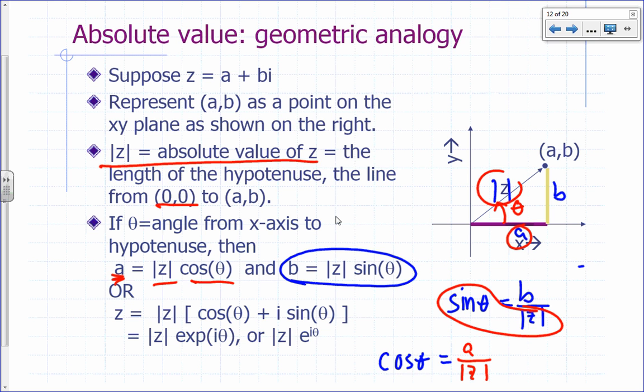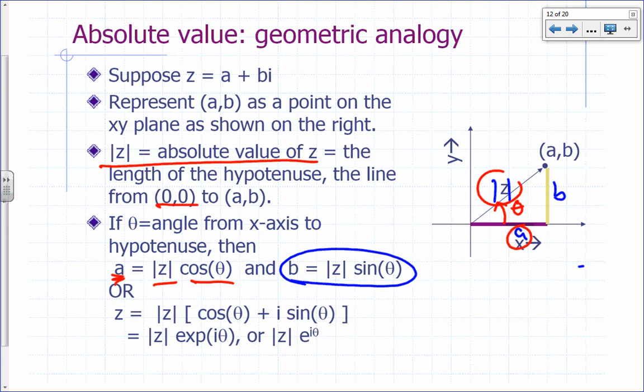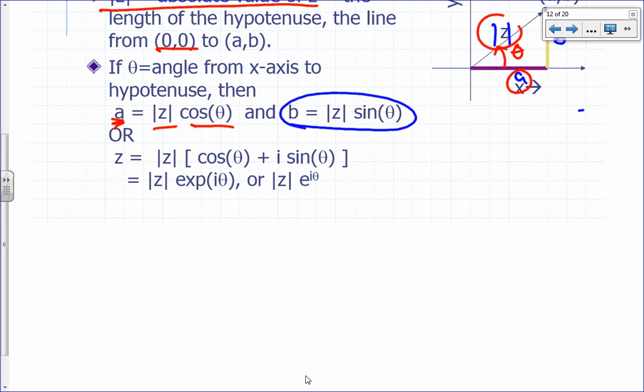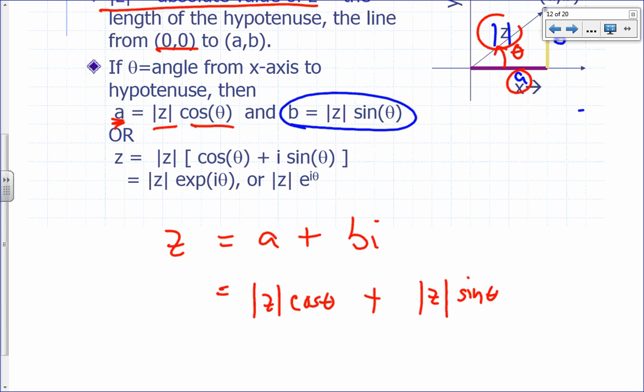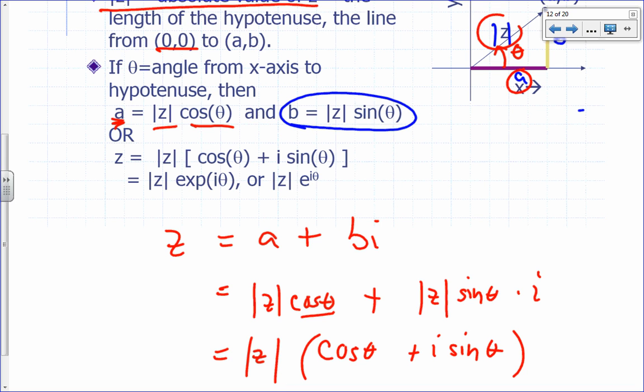So you can rewrite our expression a plus bi. So this is z, you say, is a plus bi. So a is absolute value of z cosine theta, plus b is absolute value of z sine theta times i, right? So what can we do? We can factor out absolute value of z. And what do you have inside? Cosine theta plus i sine theta, right? This one right here. Okay?